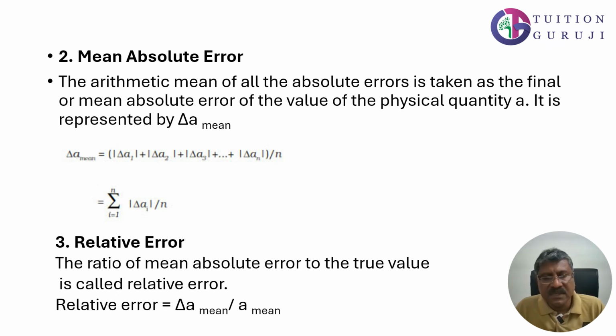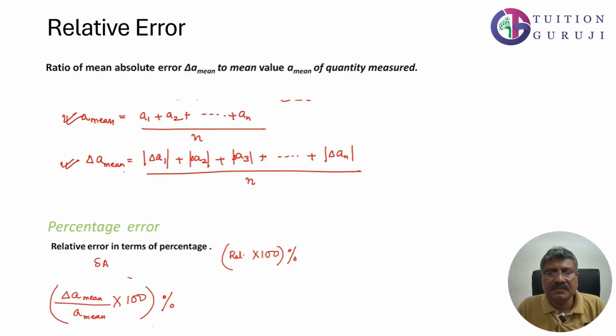Relative error is the ratio of mean absolute error to the true value. Relative error is equal to delta A mean by A mean. If A1, A2, A3 up to AN are the measured values, then A mean is equal to A1 plus A2 plus A3 up to AN divided by N. Then delta A mean is equal to modulus of delta A1 plus modulus of delta A2 up to modulus of delta AN divided by N.